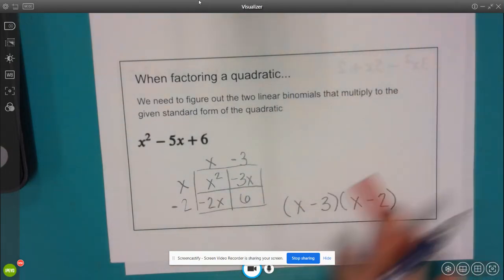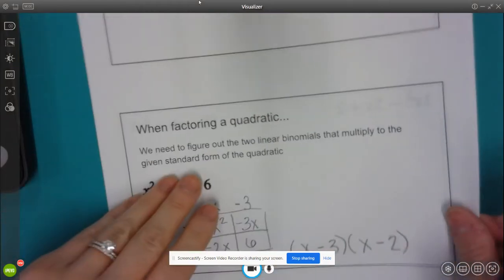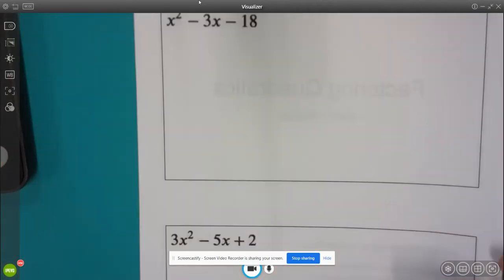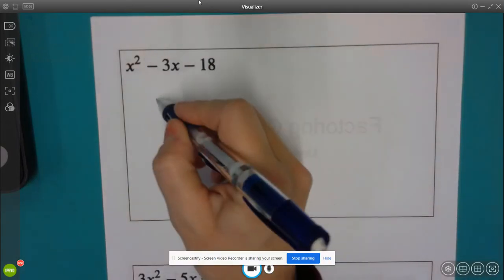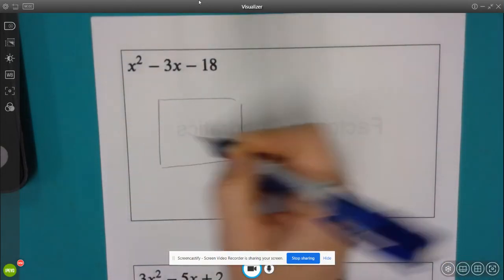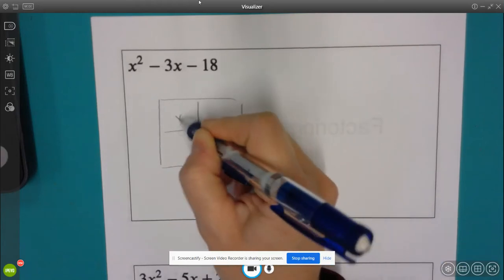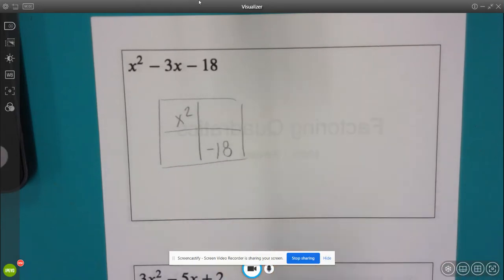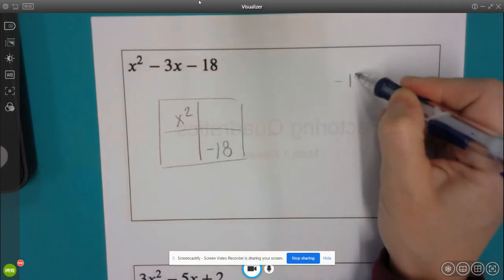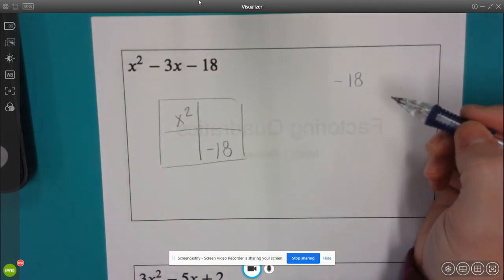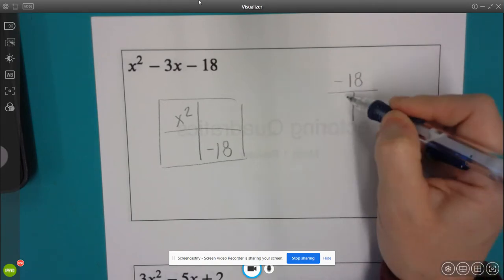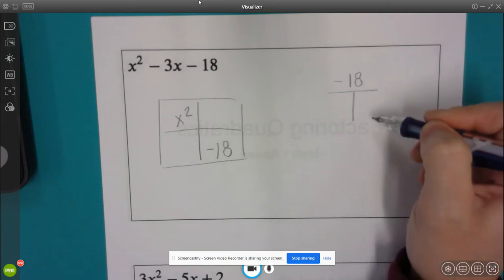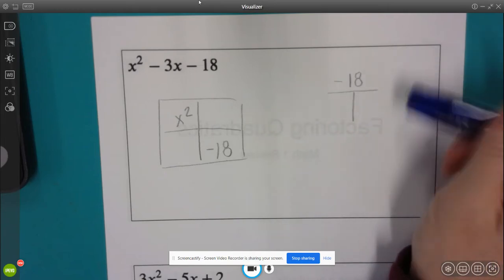So let's try another one. And I'm going to do this time without using the algebra tiles. So I have x squared minus 3x minus 18. So I have x squared and negative 18. And my goal is to break down negative 18 so that when I multiply these two numbers together, I get negative 18. But when I add them together, I get negative 3.